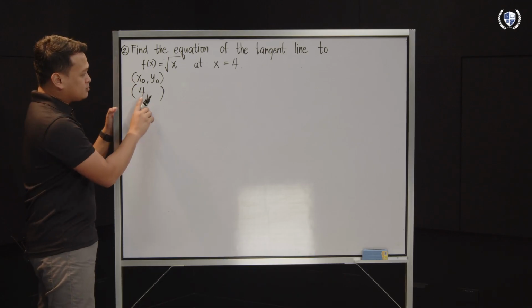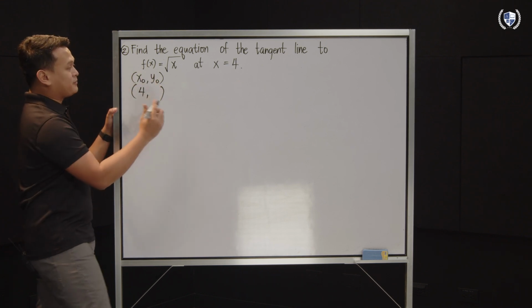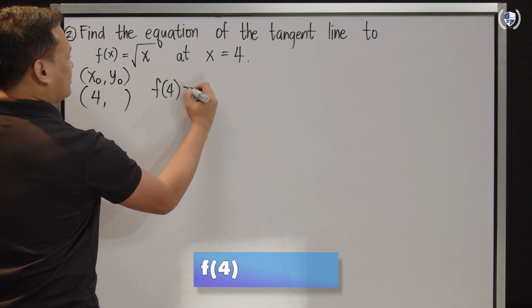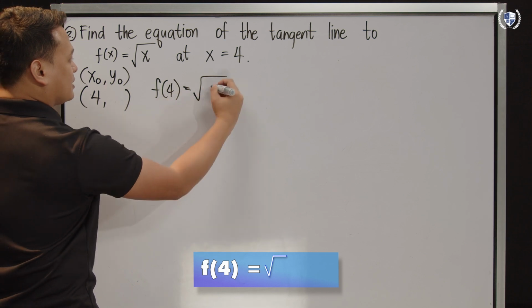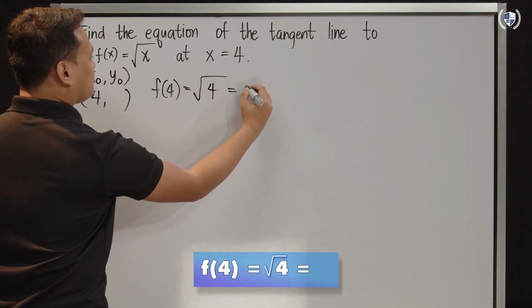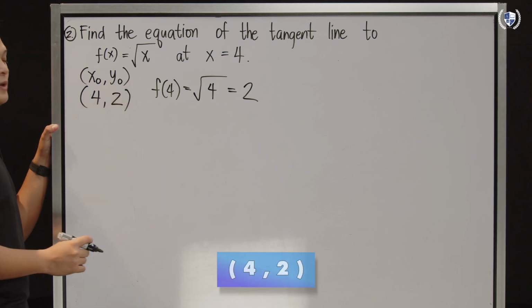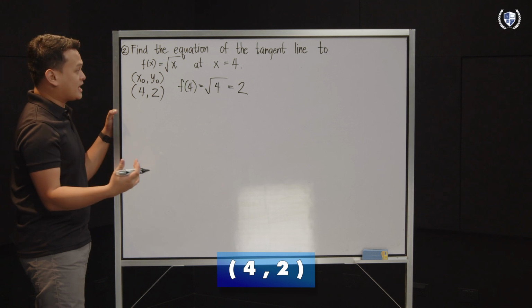Papaano? I-substitute mo lang tong 4 doon sa value ng ating x, doon sa f of x natin. So this is just, syempre, f of 4 equals square root of, dyan yung x, papalitan natin yung x ng 4, square root of 4, this is just equal to 2. So, meron ka na bang y naught? Opo, ito na yung y naught natin. So, 4, 2. Ano na yung susunod na gagawin natin?